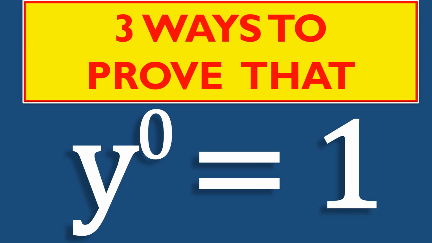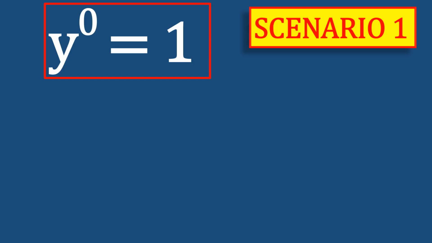In this video, we will be proving that y raised to the power of 0 is equal to 1. And we will be doing that in 3 ways. We just mentioned that we were going to prove that y raised to the power of 0 is equal to 1, and we said we were going to do that in 3 different ways. Here we are now with the first scenario.